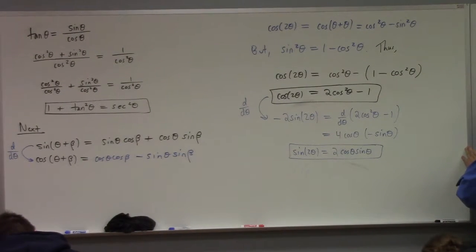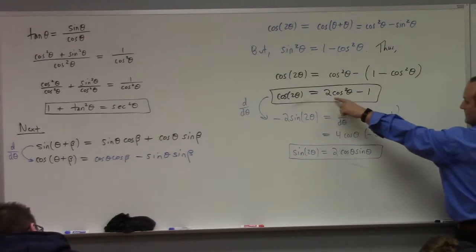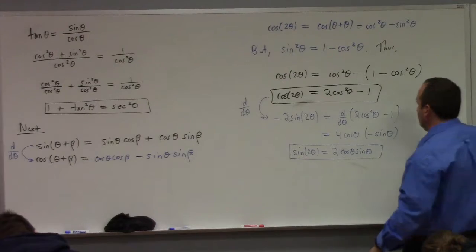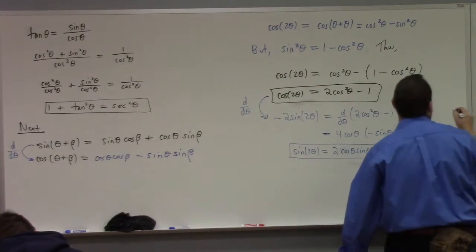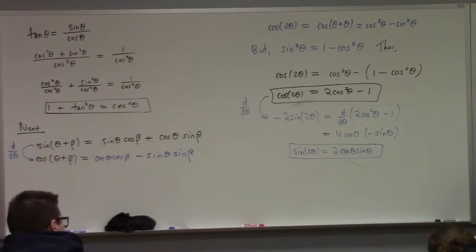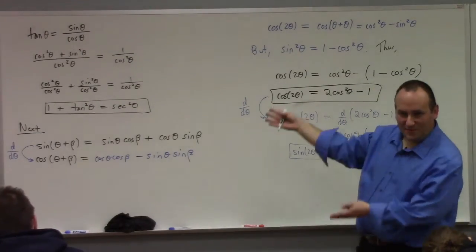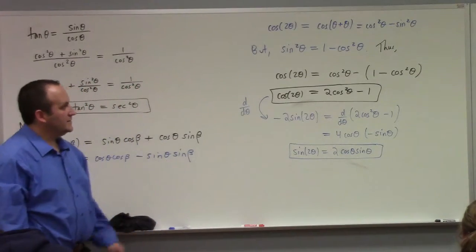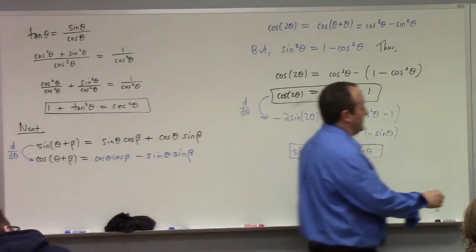Cosine squared theta equals what? Solve this for cosine squared, what do you get? So we get 1/2 cosine 2 theta plus 1, right? Oh, wait a minute. Yeah, I'm sorry, I have to add the 1 first and then divide by 2, right? Order of operations matters, doesn't it? Oh, there it is, though. I don't usually write it this way, though.